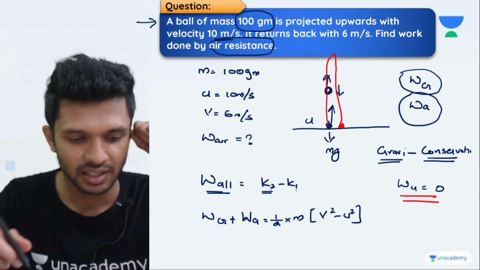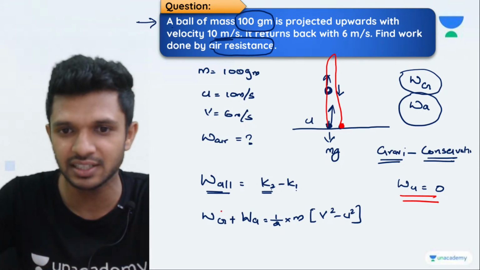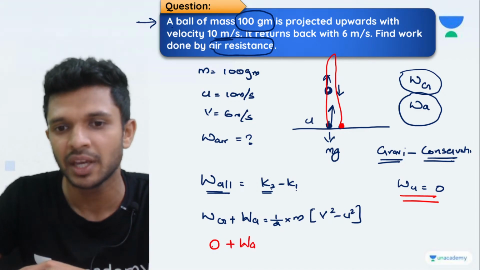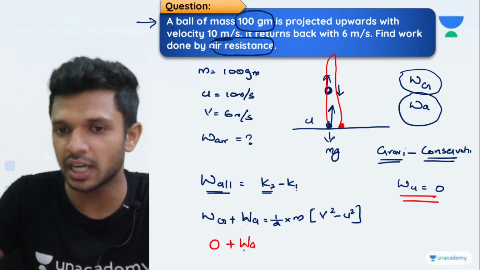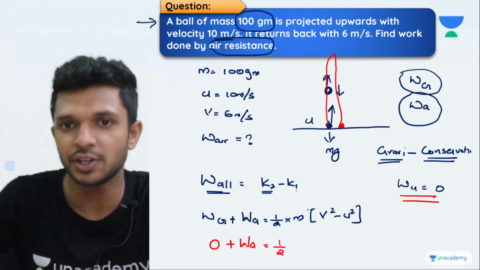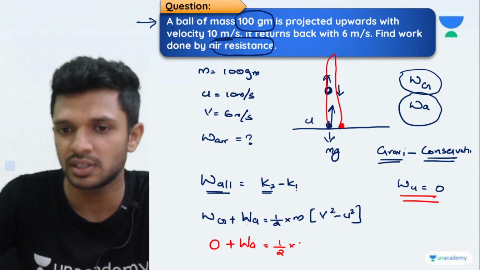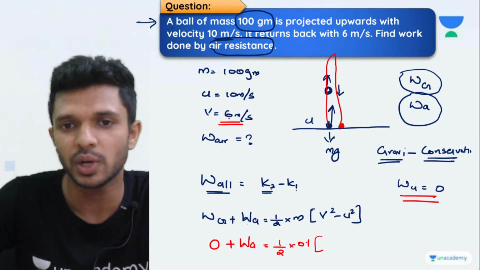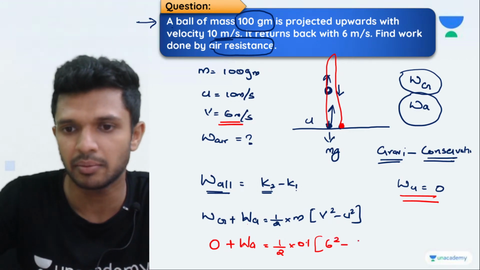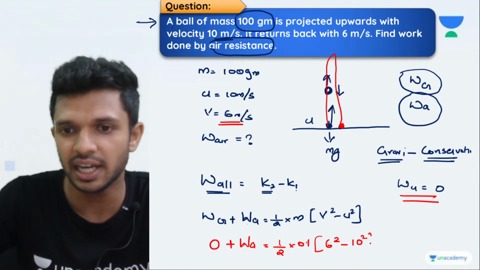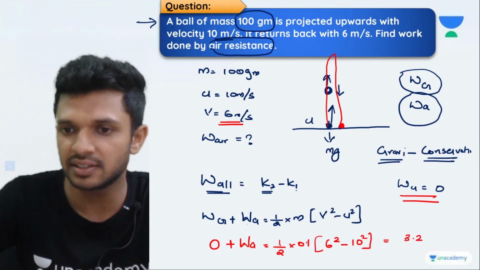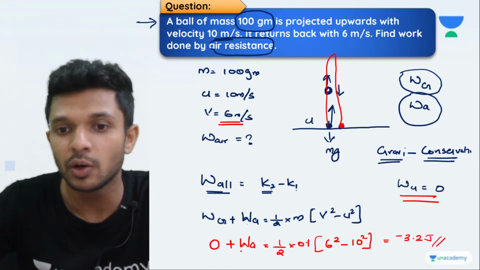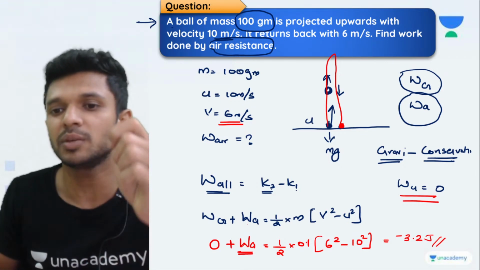We have already learned this. Now you remember, right? So substitute and proceed with the problem. We have to find the answer. So 0 work done by gravity, work done by air is equal to half into 100 grams, which is 0.1 kilograms, into v square minus u square. What is v? That is 6, final, minus u square, which is 10 square. So finally you will be getting 3.2 with a negative sign, in joules. The work done by air is equal to negative 3.2 joules.